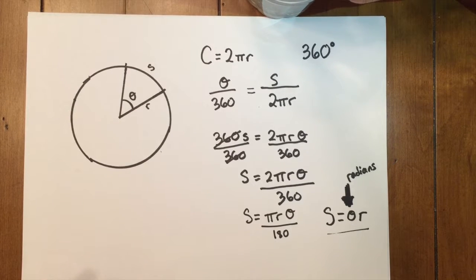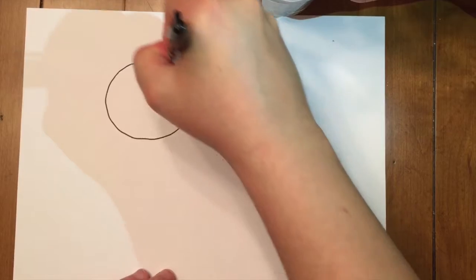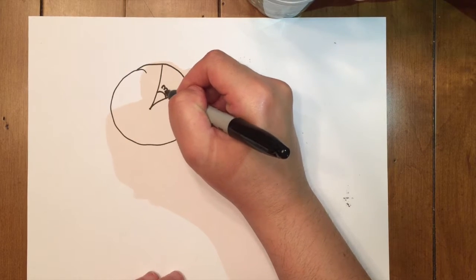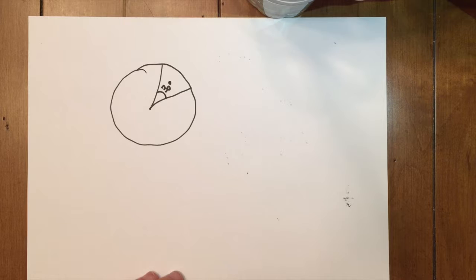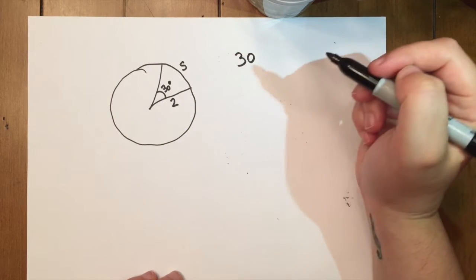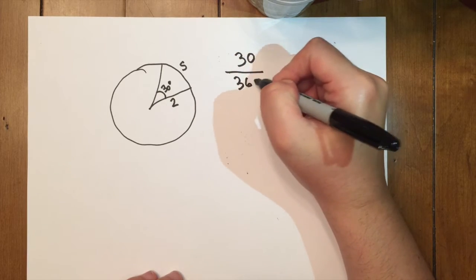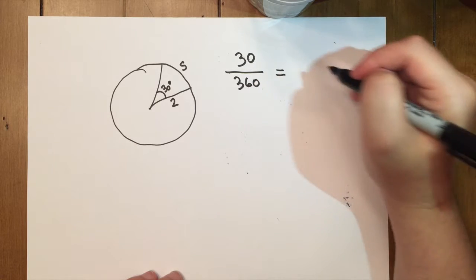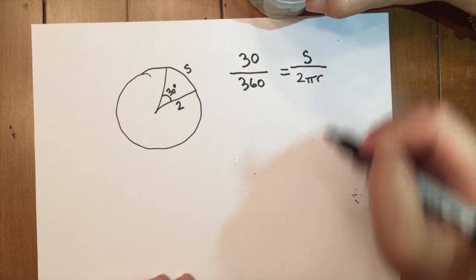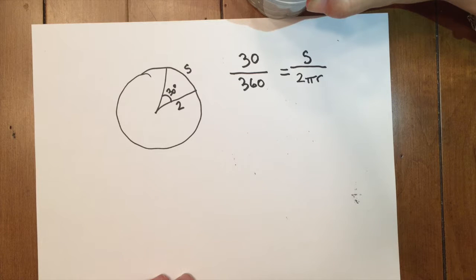So let's use some actual numbers. If we have a circle, and in the middle, let's say we have 30 degrees, and our radius is 2, and we want to find this arc. Now, there are 2 ways that we can do this. We can use our proportion, so we can say 30, that's our angle in the middle, relates to 360 in the same way as the little arc s relates to the circumference, which is 2 pi r. And then we cross multiply.